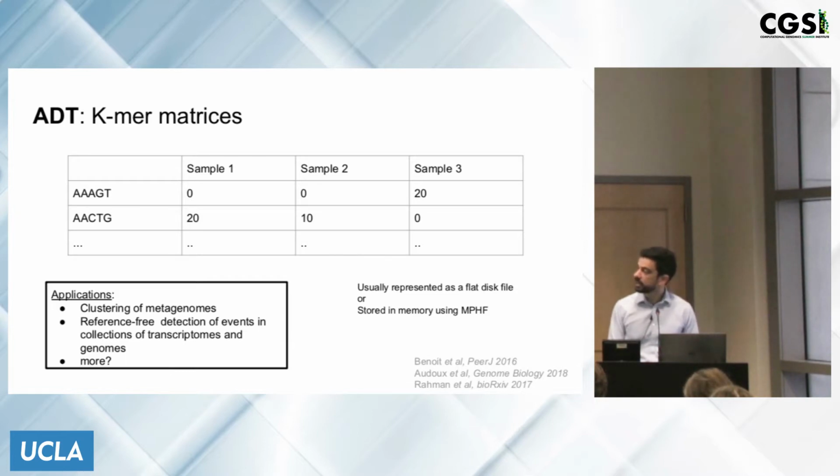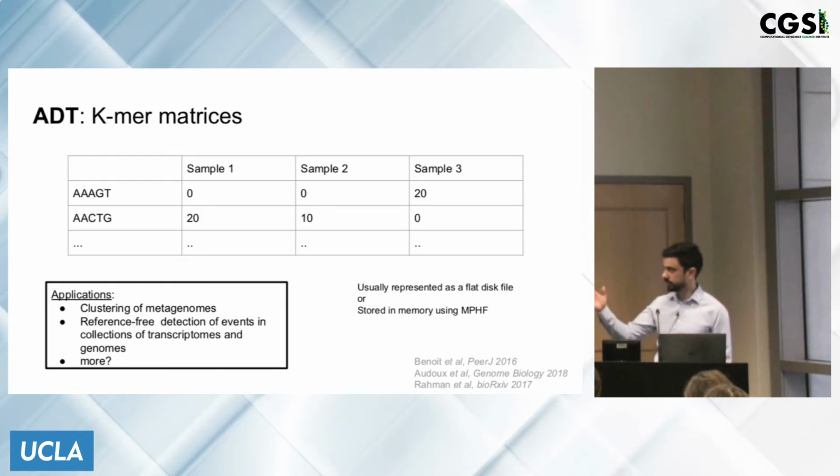So this matrix has a number of applications. And I believe it could have more. So far, I've seen papers using it for clustering of metagenomes, and another one for reference-free detection of events in collection of transcriptomes and genomes. So those are the references here. And one question which is not really well formulated yet, but I would like to pose it to you, is how to represent a data structure for k-mer matrices.